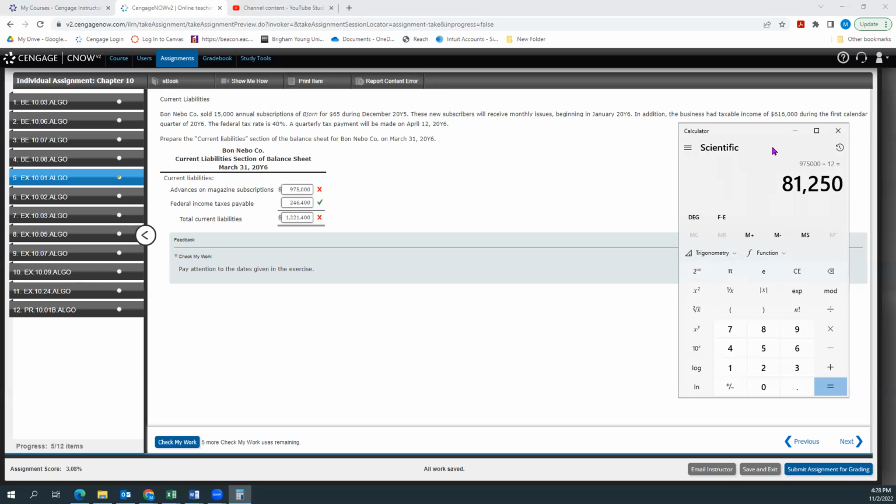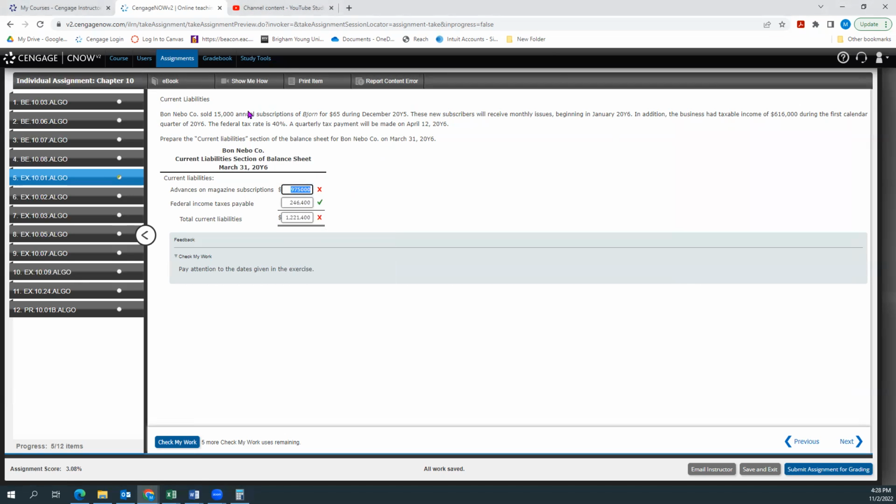And so we're going to debit our advances on magazine subscriptions that amount each month, and credit our subscription revenue. So we're just going to show that we've earned that each month as we deliver the magazines. So since it's 81,250 per month, at the end of March, we'll have earned January, February, and March's. And so the amount of the liability, what we still owe, will be the remaining 9 months, right? April, May, June, July, August, September, December. Okay, so I'm going to take this number times 9.